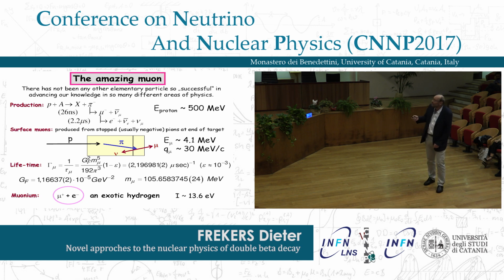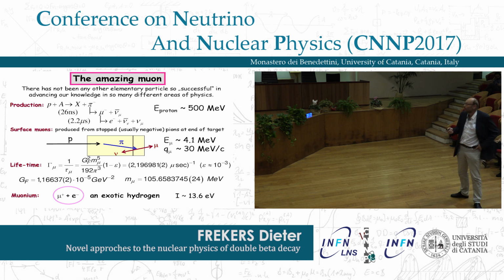So muons are being created, as you know, by pions. Pions decay, and then you have the muons. You typically go to 500 MeV with the proton beam. Here you want to use surface muons. Surface muons are created when a pion at the very end of the target stops and decays into the muon, and the muon has an energy of 4.1 MeV, which is 30 MeV/c.